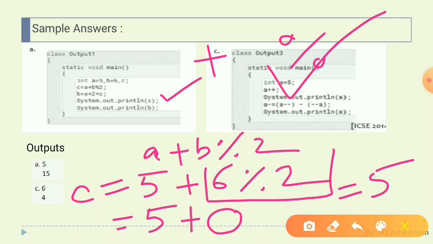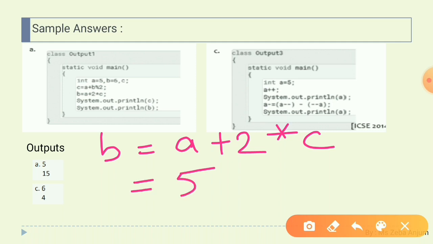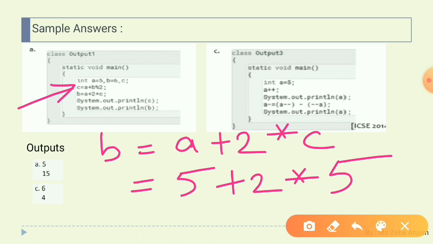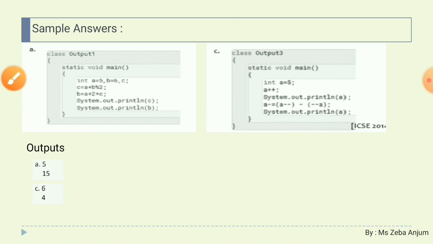Okay, now again see the second line where we are having B equals to A plus 2 multiplied by C. Again substitute the value. The value of A is 5 plus 2 into, from the previous expression we have got what? The value of C was 5. Now calculate this expression. Firstly we are going to calculate this one, 2 multiplied by 5, hence 5 plus 10 will give you 15. So the answer that you will be getting is firstly 5, then afterwards in a new line you will be getting 15.